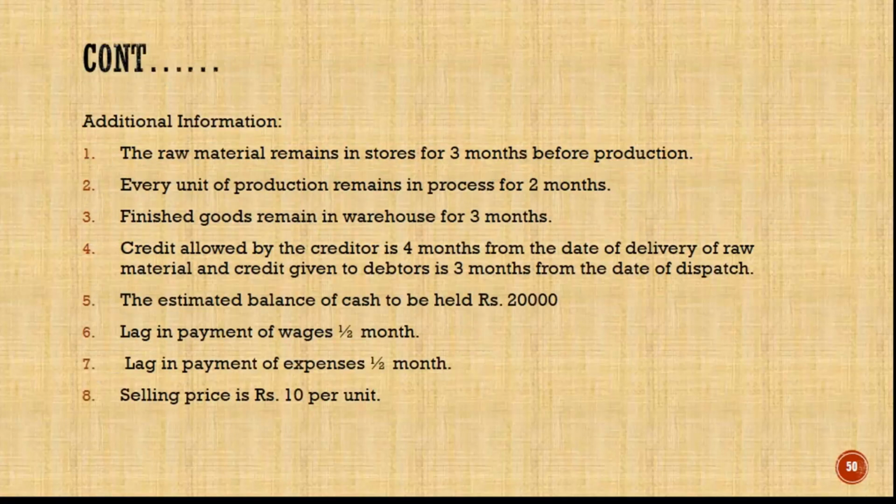Now the next is some additional information they have provided. First, the raw material remains in store for 3 months before production. Second, every unit of production remains in process for 2 months. Next, finished goods remain in warehouse for 3 months. Credit allowed by the creditors is 4 months from the date of delivery of raw material, and credit given to debtors is 3 months from the date of dispatch.